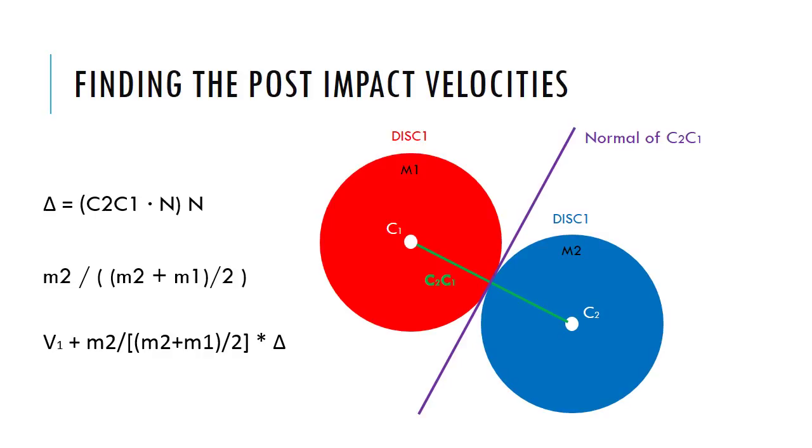Now, to compute the ratio of masses, we must consider each disk separately because the new velocities are two separate entities. So for each disk, you would take the mass of the other disk divided by the average of the masses of the two disks. Finally, to find the new velocity of each disk, you multiply the delta vector by the ratio of masses scalar and add the product to the original vector.